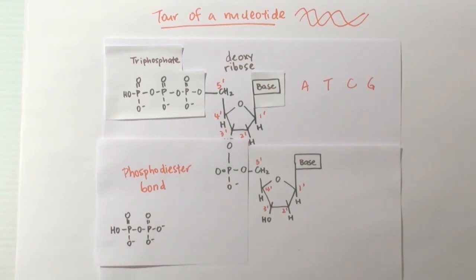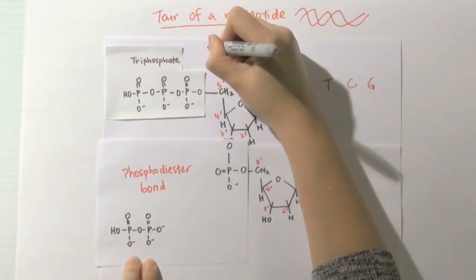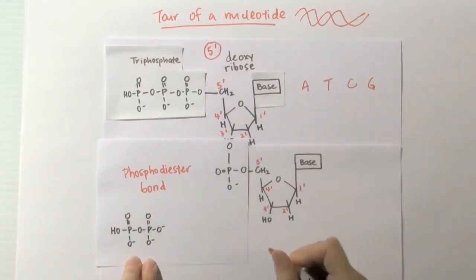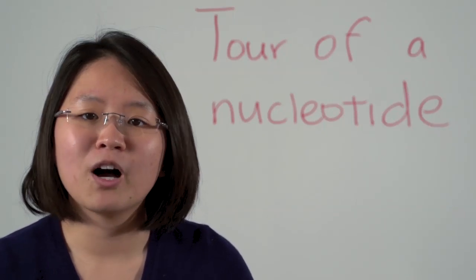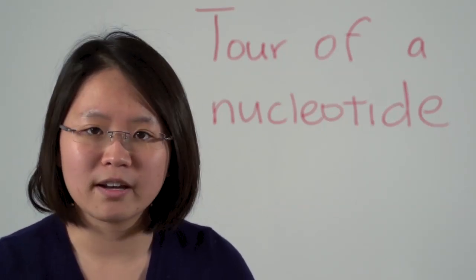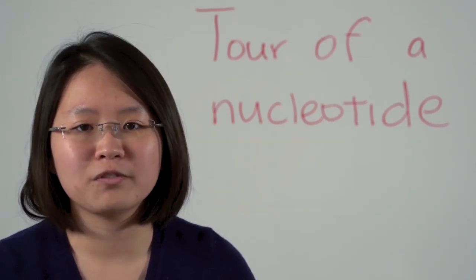So now you can imagine repeating this again and again to form a long strand of DNA. And as you can see, DNA is going to be formed in a 5' to 3' direction. So in this video, you learned about the nucleotide, the building block of DNA, and you learned about how to join together nucleotides to form a strand of DNA.